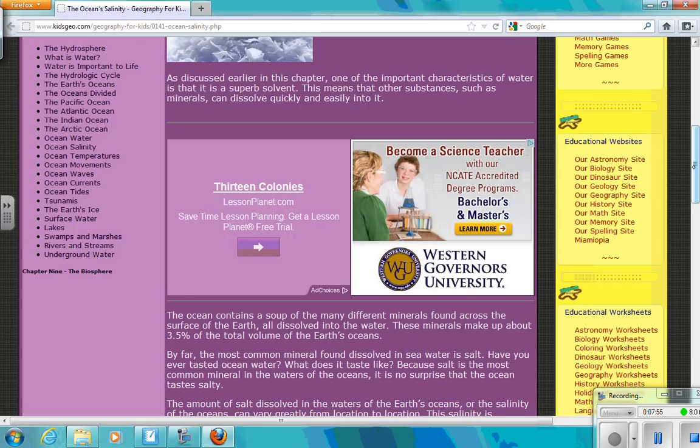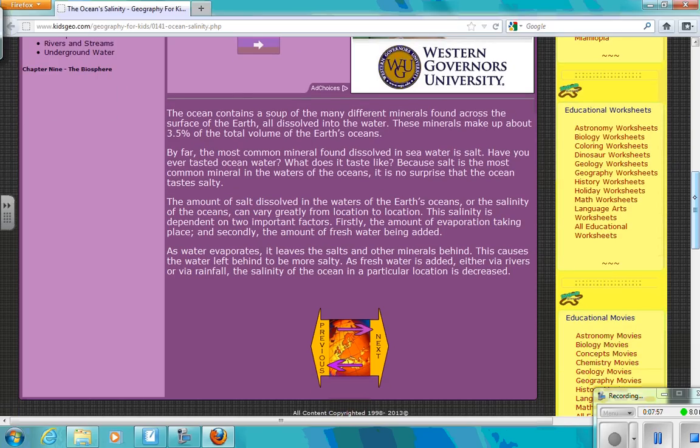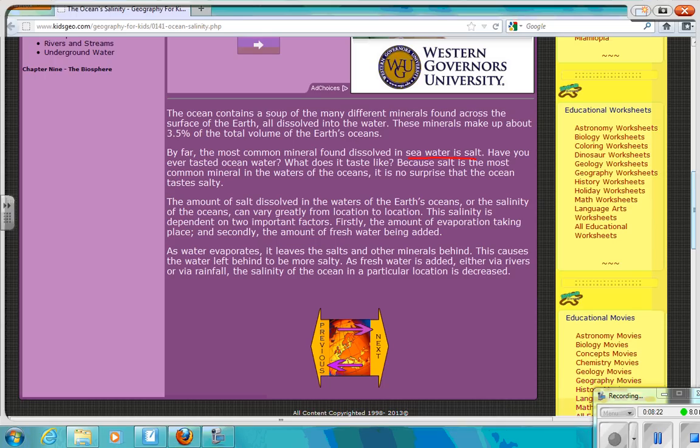Now, when talking about the ocean's water, we're going to mainly talk about how salt is dissolved there. The ocean contains a soup of many different minerals found across the surfaces of the earth, all dissolved into the water. These minerals make up about 3.5% of the total volume of Earth's ocean. By far, the most common mineral found dissolved in seawater is salt. I think you already know that, but let's make sure. The amount of salt dissolved in the water in the Earth's oceans is called salinity.